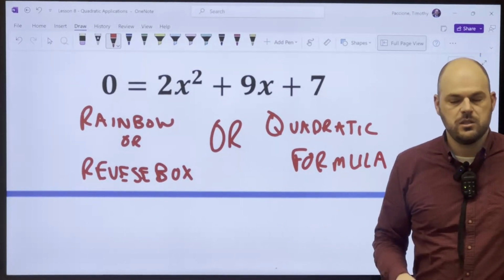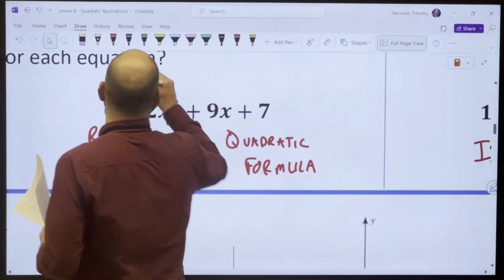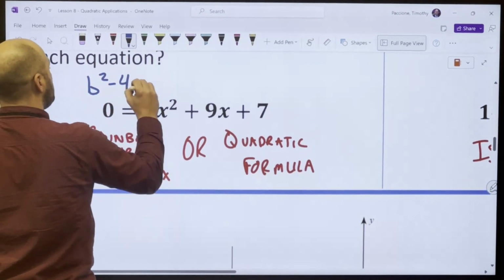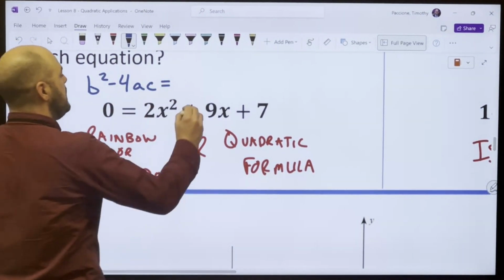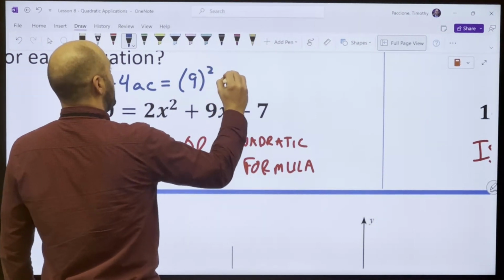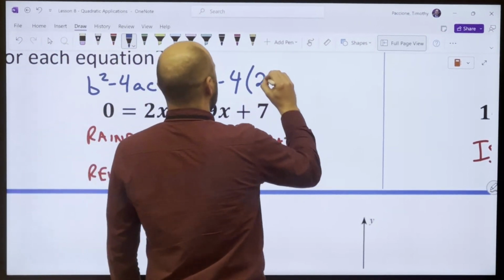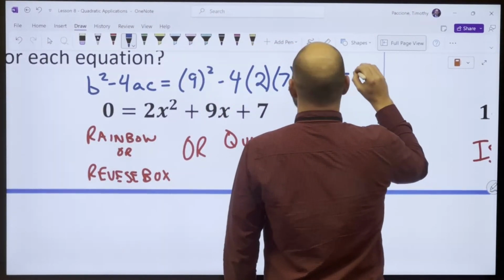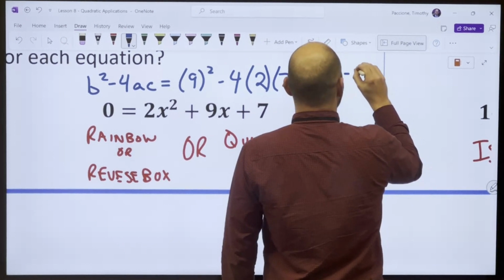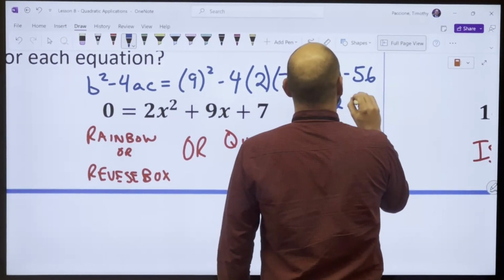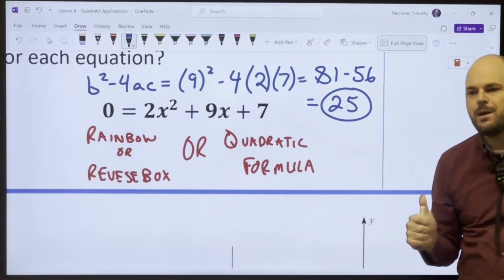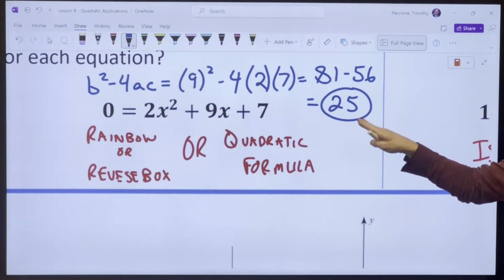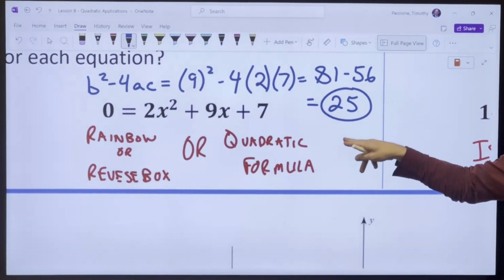The discriminant. So last lesson, we learned that we can actually figure that out. We can ask ourselves, well, let's find b squared minus 4ac, right? That would be 9 squared minus 4 times 2 times 7, or 81 minus 56, which is 25. What does that number tell me besides the fact that I have two real solutions? It's 25. What kind of number is that? A perfect square, which means what?